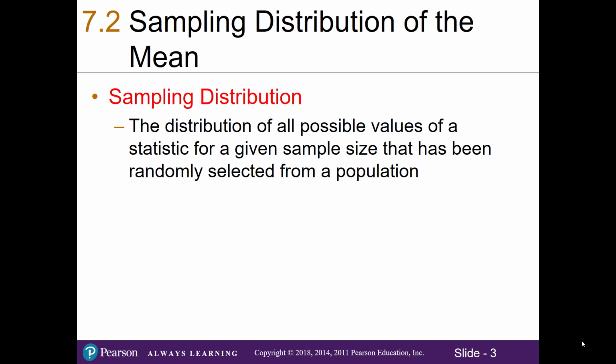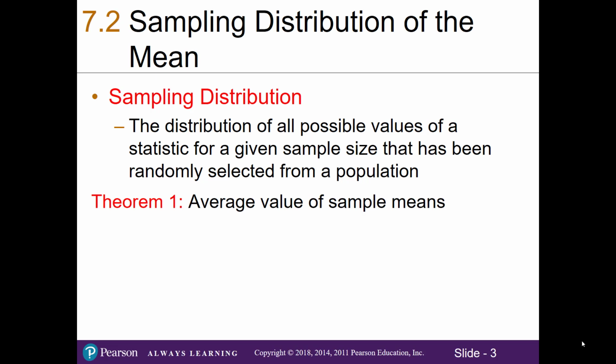Now there are a number of theorems in this chapter that are going to help us work with sampling distributions. The first theorem is regarding the average value of our sample means. In other words, for any population, if I took all of our possible sample means and calculated the average value of them, it's going to be the same as our population mean. Because if I'm studying every possible sample in a population, I'm essentially studying the entire population itself. We will write it as mu of our sample means is the same as our population mean.